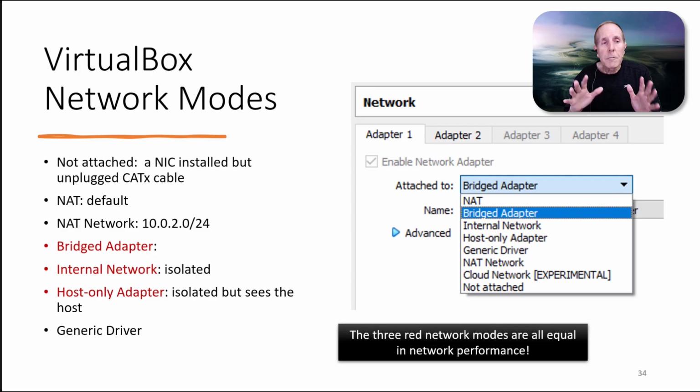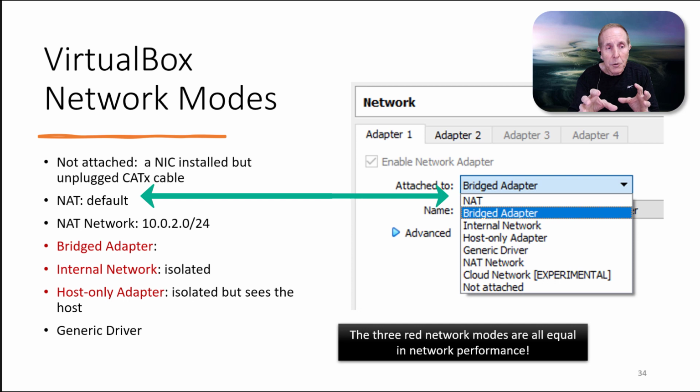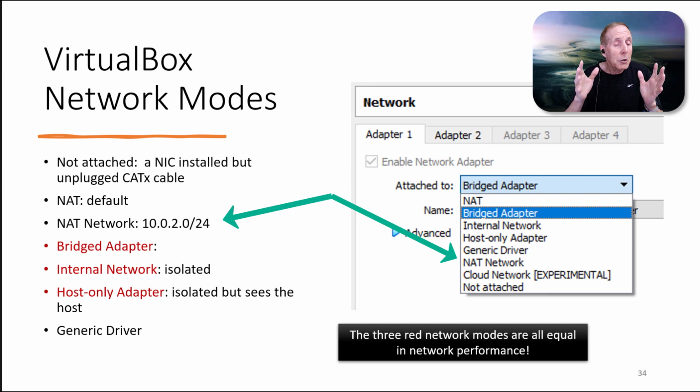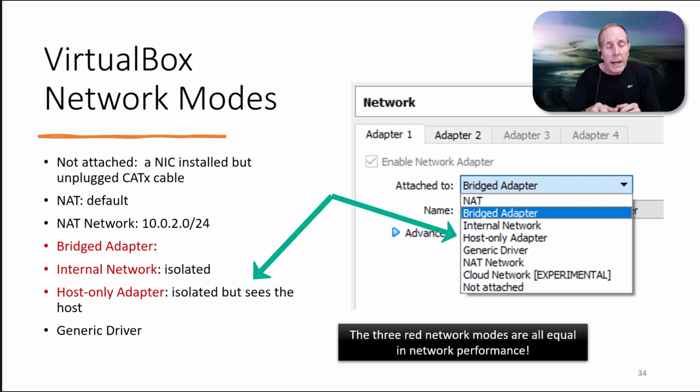Now, VirtualBox supports a number of network modes. Notice in the graphic, for every adapter, you can assign a different network mode. Each of these are complex. So let's take a look at each and every one of these network modes. The first choice is you've just not plugged in the cable. Pretty straightforward. You have the NAT mode, which is the default, but you can change it. Then we have NAT Network, which is very similar to what you have with your ISP at home. Then we have the bridged adapter. We have an internal network type, which is a completely isolated network you can build, the host-only adapter type, and then the generic driver.